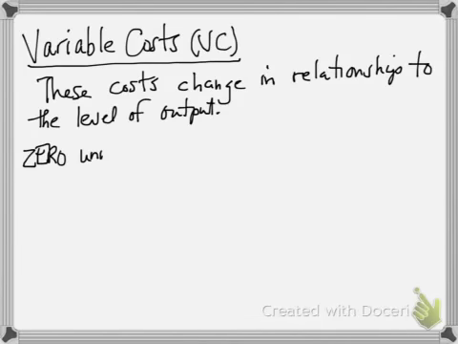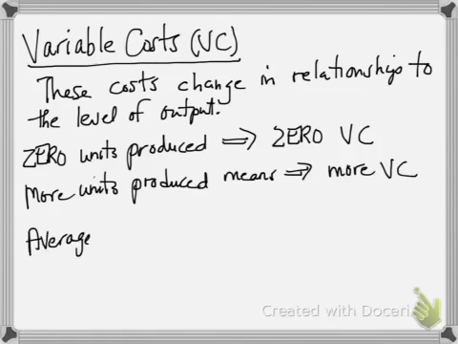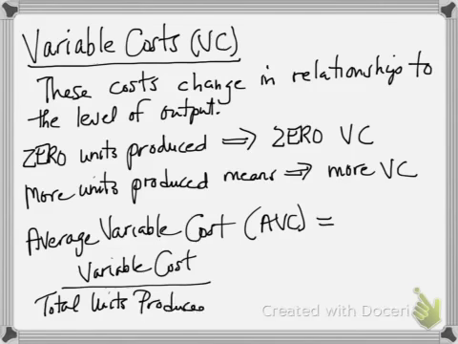Now, variable costs, VC, are costs that do change in relationship to the level of output. So if you don't produce any units, so 0 units produced, then you're going to have 0 variable cost. And if you're going to produce more units, then you're going to incur more variable costs. Students often think of these as the costs of the ingredients to produce a product. So average variable cost, AVC, is going to be variable cost divided by the total units produced. So AVC is equal to VC over Q.